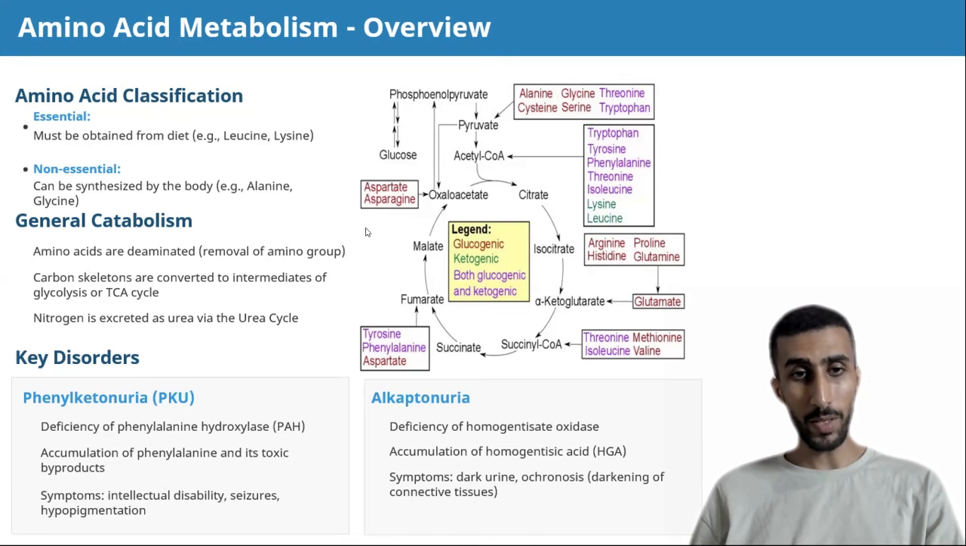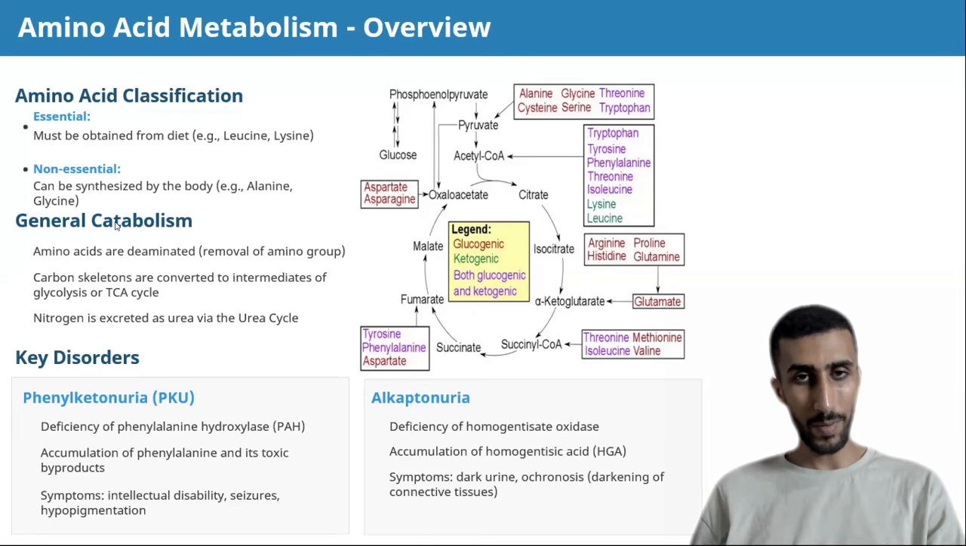So we've got glutamate here as this transamination reaction. Then the reverse process, which is a conversion of glutamate into alpha-ketoglutarate. This means deamination, or the removal of the amino group. This is done through the glutamate dehydrogenase enzyme, and this leaves us with a free NH3 group, which is the nitrogen. This nitrogen is excreted as urea via the urea cycle.